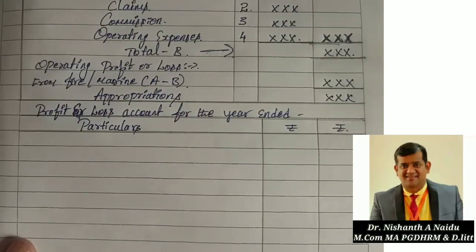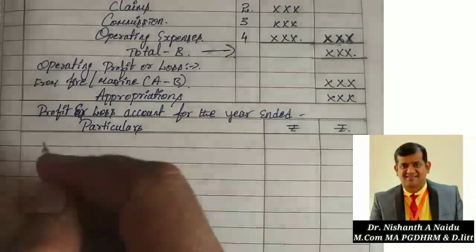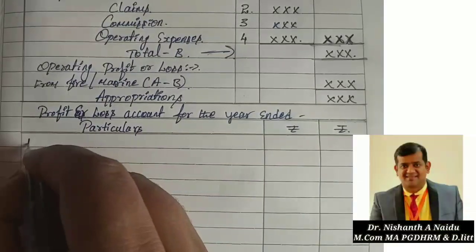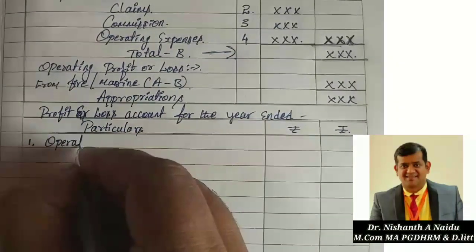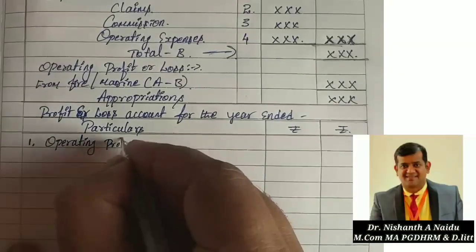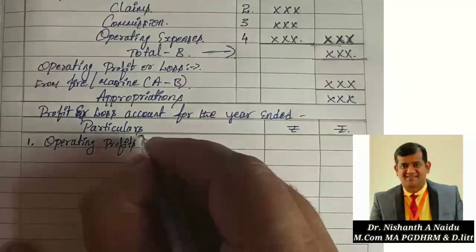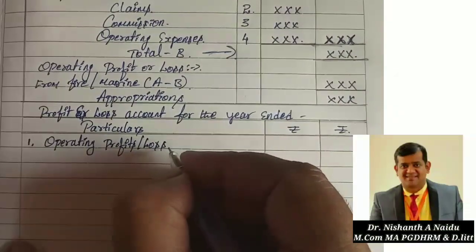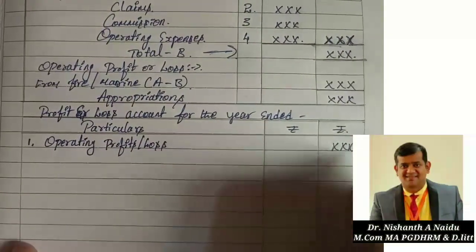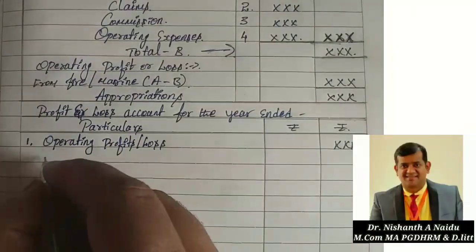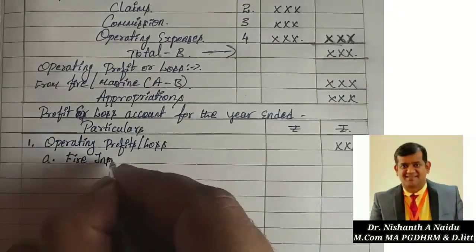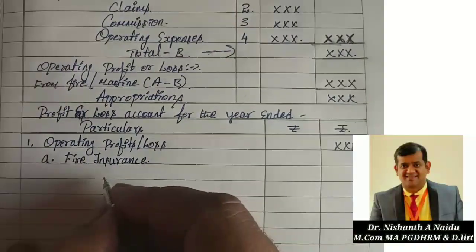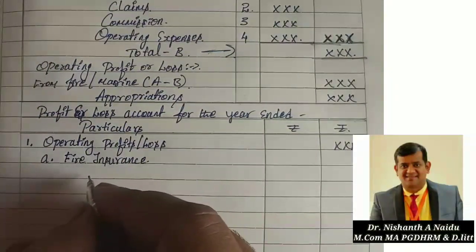So next, first write operating profits or loss. Operating profits or loss. So write triple X. Under that, first point A, fire insurance. So whatever operating profits or loss we got from fire insurance, that we have to enter.